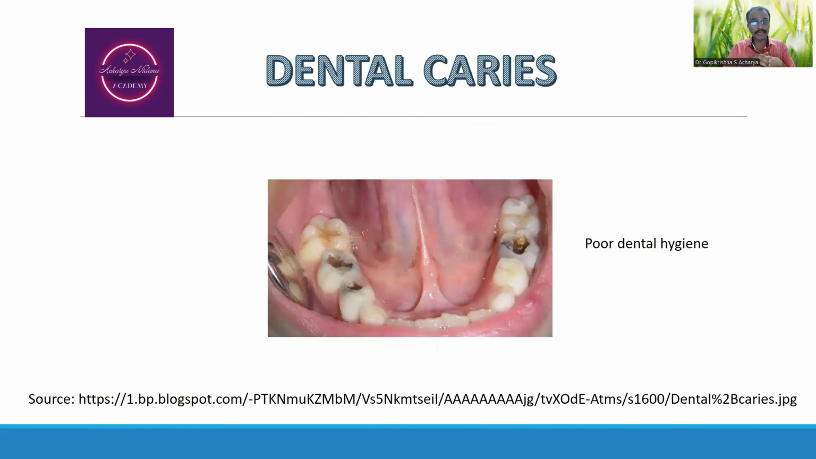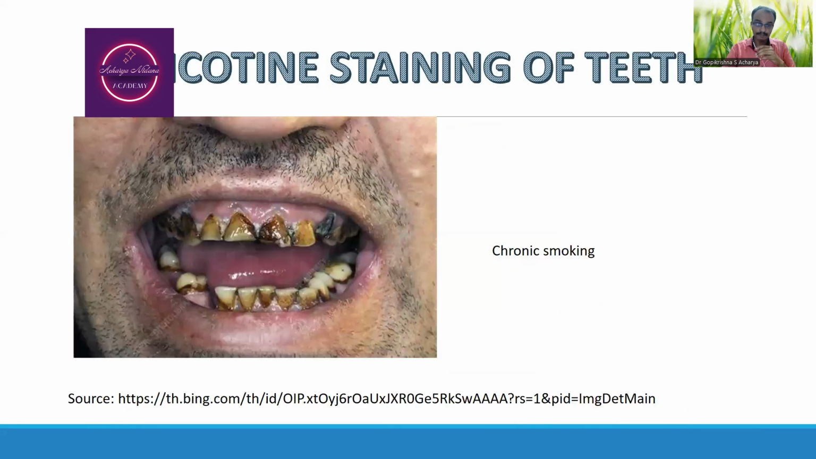This is considered to be dental caries. 3 different locations are showing this, indicative of poor dental hygiene. This is nicotine staining of the teeth, which is indicative that the person may be a chain smoker or chronic smoker.